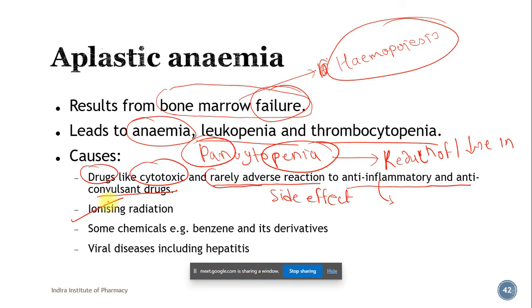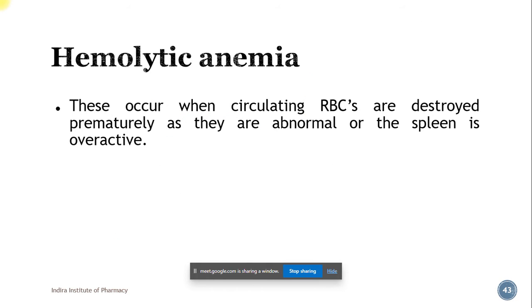The next, ionizing radiations can also cause aplastic anemia. Then certain chemicals like benzene, which is a very common chemical, and its derivatives are also known to cause aplastic anemia. And viral diseases including hepatitis can also cause aplastic anemia. So next type is hemolytic anemia. These occur when circulating RBCs are destroyed prematurely as they are abnormal or the spleen is overactive.